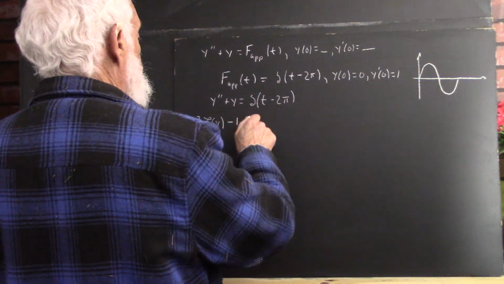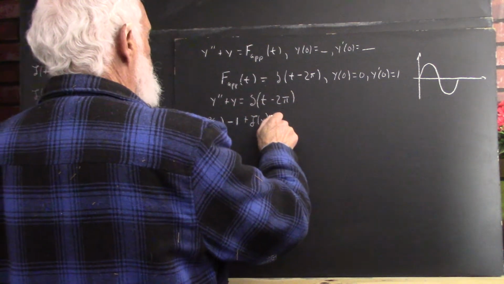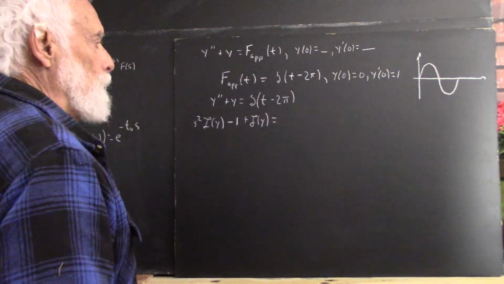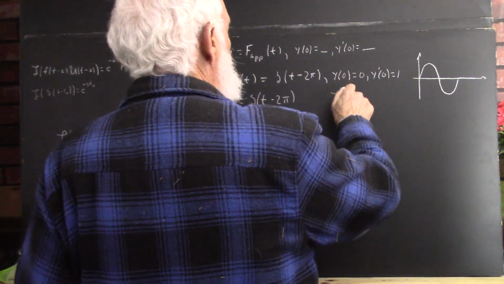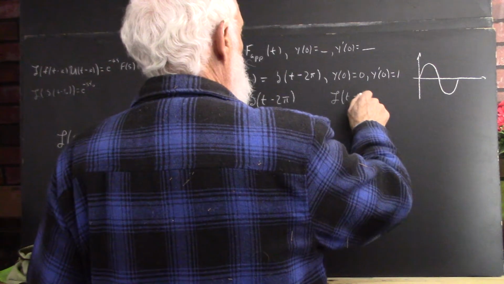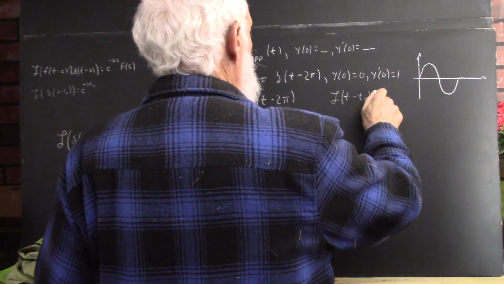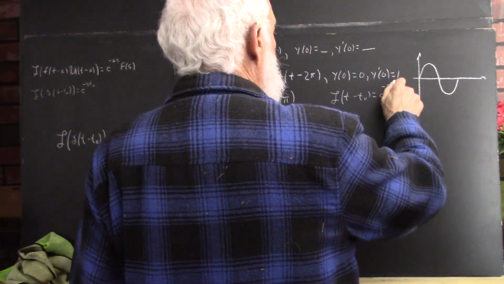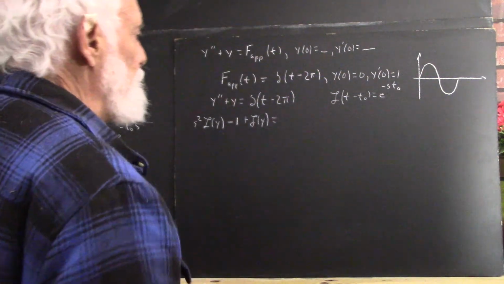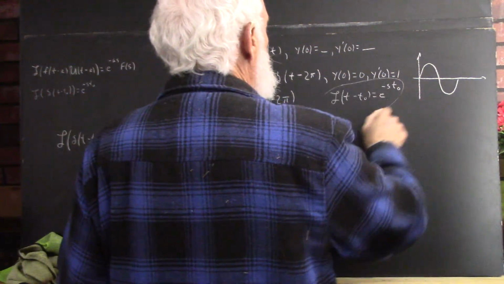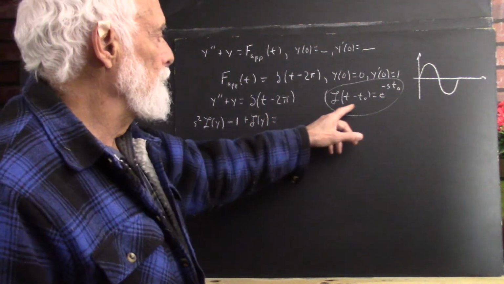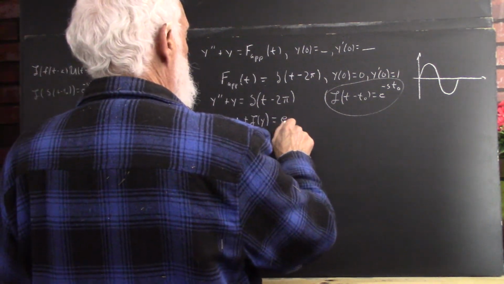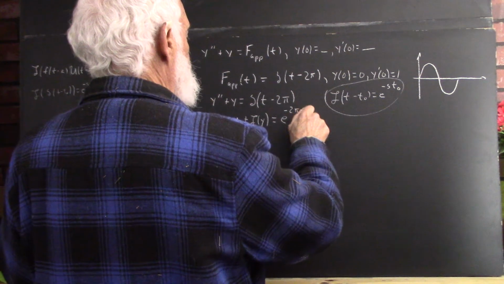Okay, then it's going to be plus the Laplace transform of y equals the Laplace transform of delta of t minus 2 pi. Now I'll just write off to the side here that the Laplace transform of delta of t minus t naught is e to the negative s t naught. Okay, so in this case t minus 2 pi is t minus t naught with t naught equal to 2 pi. We get e to the negative 2 pi s.